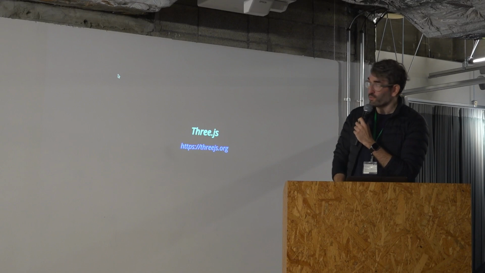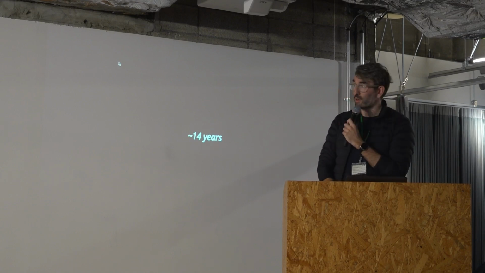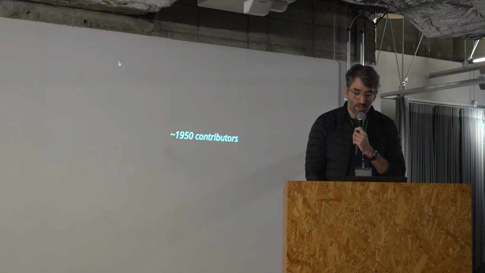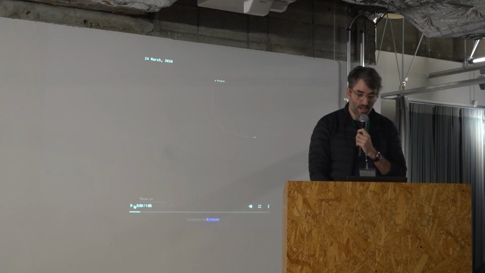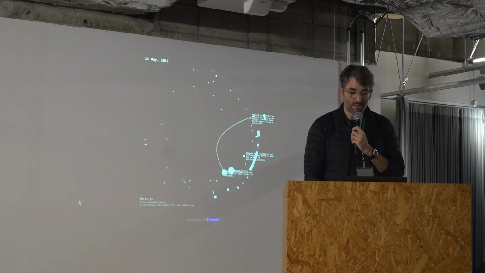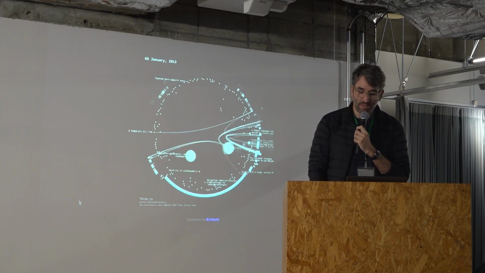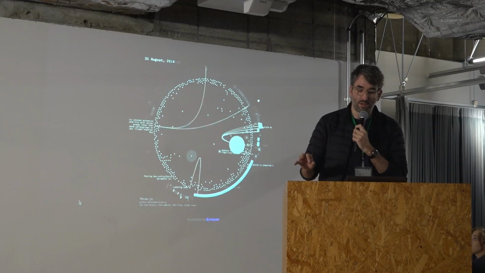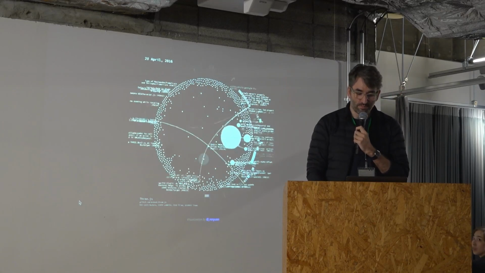So, as a quick introduction to people that are not aware of it, it's a library that, with the community, we've been working on for 14 years now. We have almost 2,000 contributors on GitHub. This is a little bit how the visualization of the last 14 years looks, where at the beginning there were mostly 2 main contributors, but over the years, every little dot is a contributor basically.